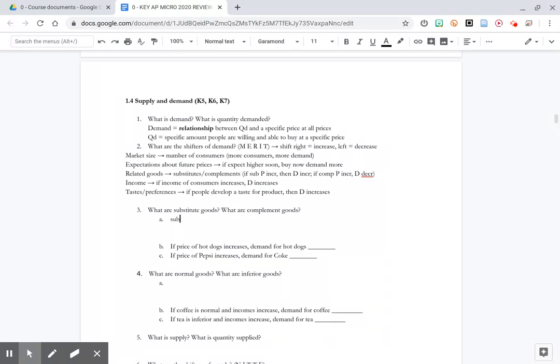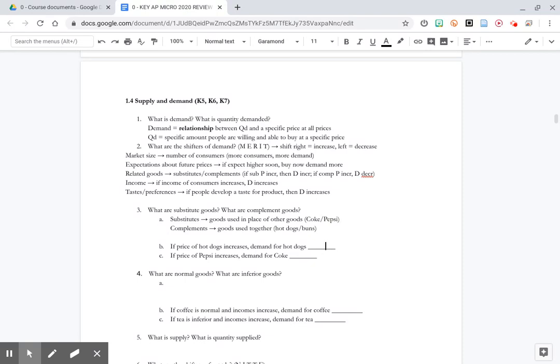So substitutes are just what they sound like, goods used in place of other goods. And complements are goods used together. So hot dogs and buns. And then we're going to say Coke and Pepsi as an example.